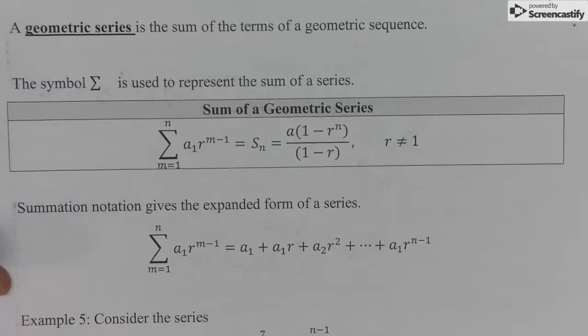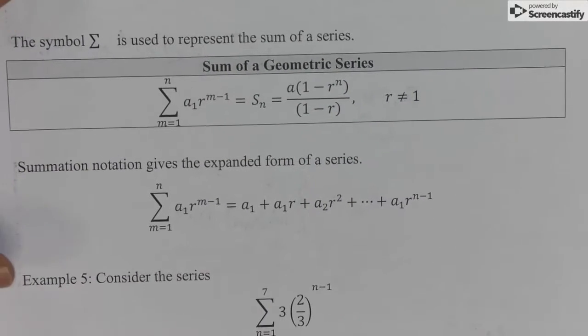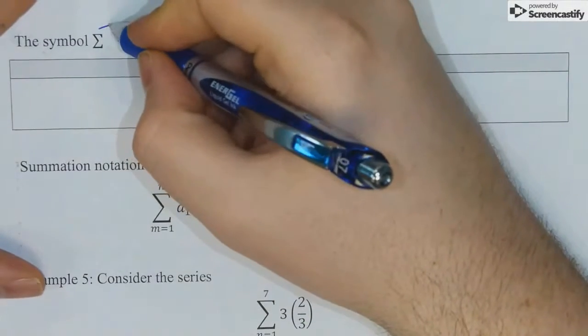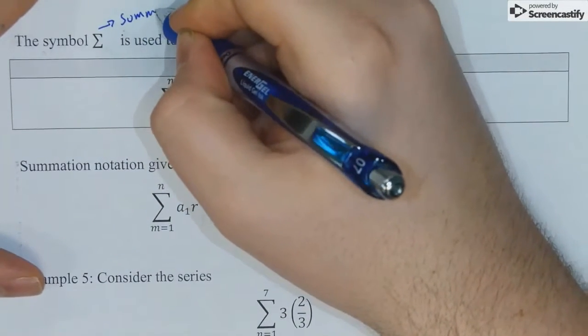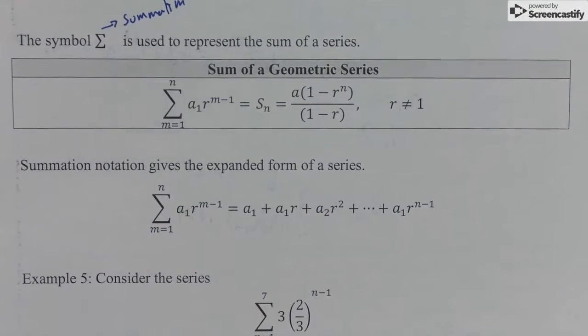A geometric series is a sum of the terms of the geometric sequence. The symbol, this is called a summation symbol. So the summation symbol is used to represent the sum of a series.